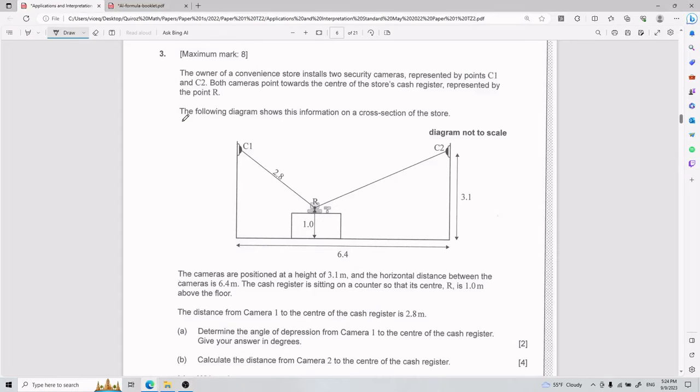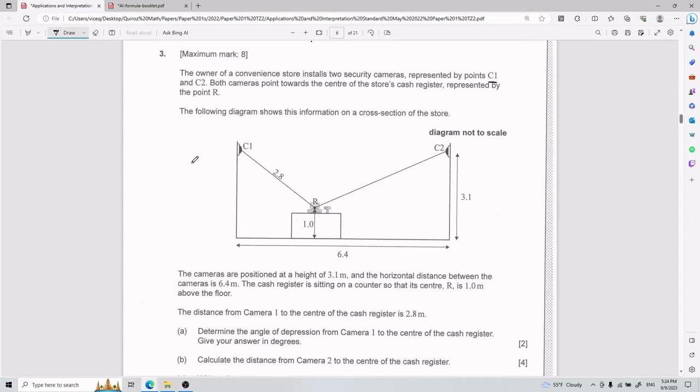All right, for this third one, we have that the owner of a convenience store installs 2 security cameras, represented by the points C1 over here and C2 over there. Both cameras point towards the center of the store's cash register, represented by the point R. All right, beautiful. The following diagram shows us this information across section of the store.